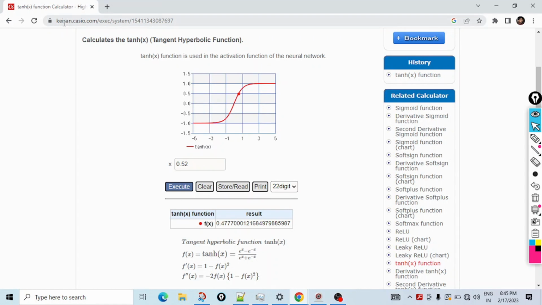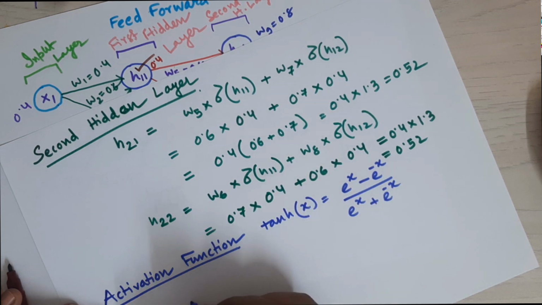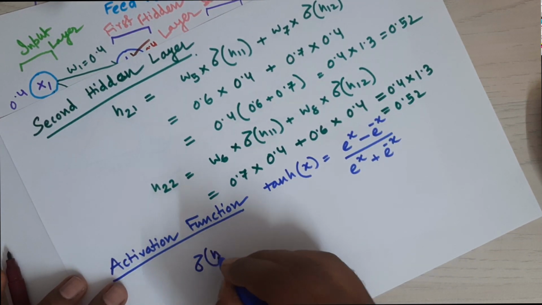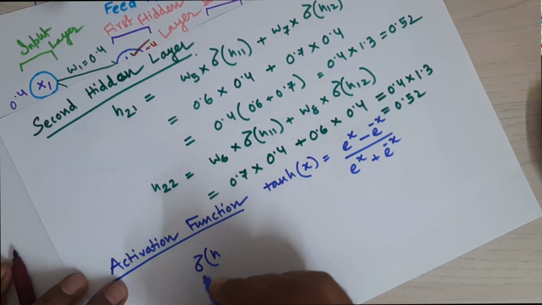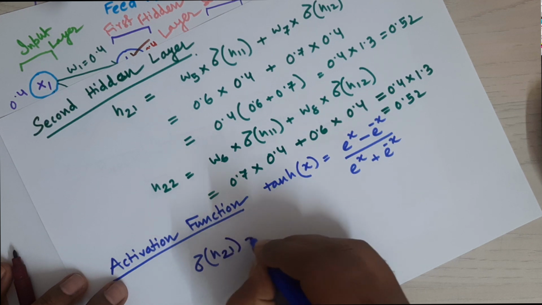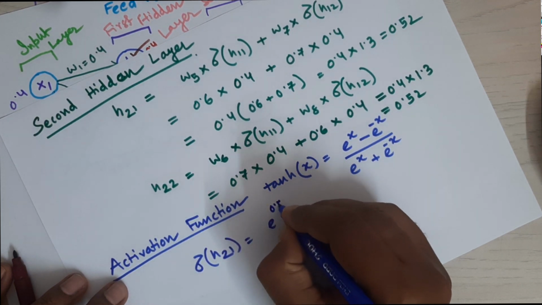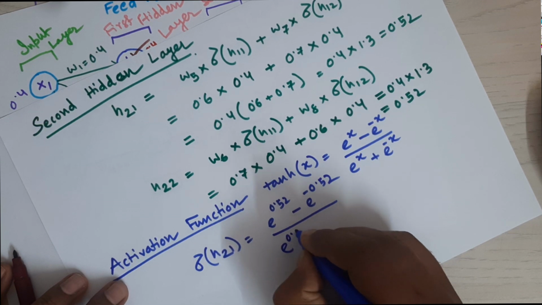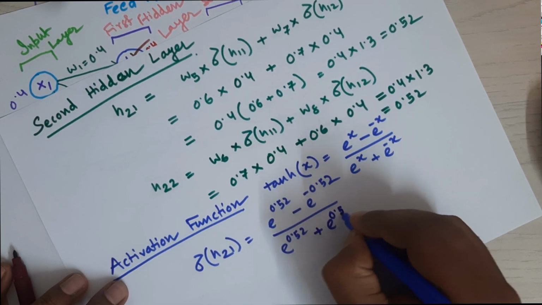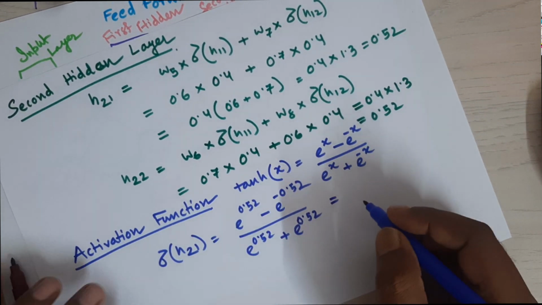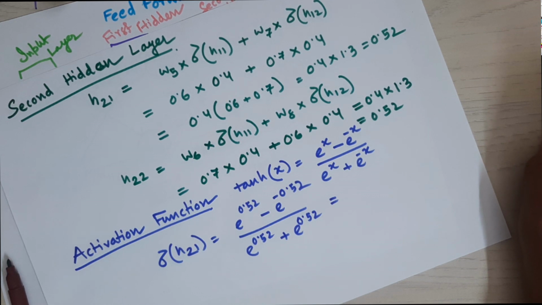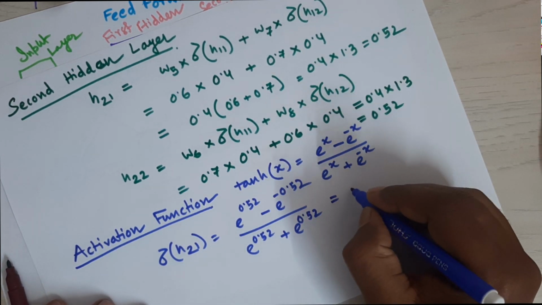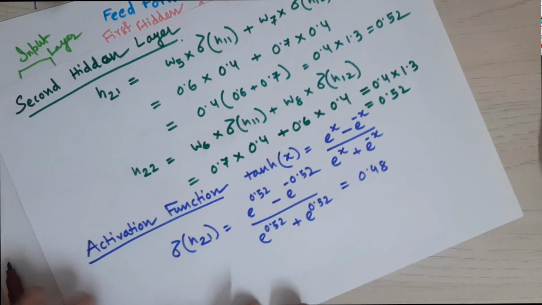This is keisan.casio.com, and you can calculate any activation function using this calculator. So for sigma of H21, it is e to the power 0.52 minus e to the power minus 0.52, divided by e to the power 0.52 plus e to the power minus 0.52. If we put this value 0.52 here, you get 0.4777, approximately 0.48.